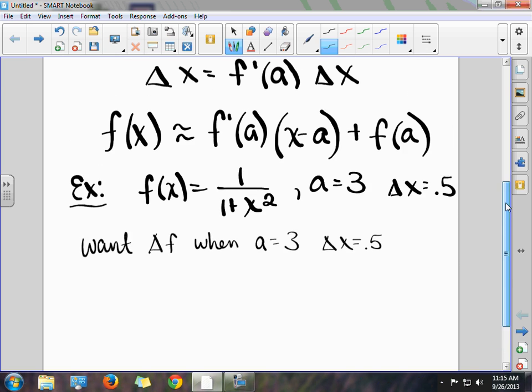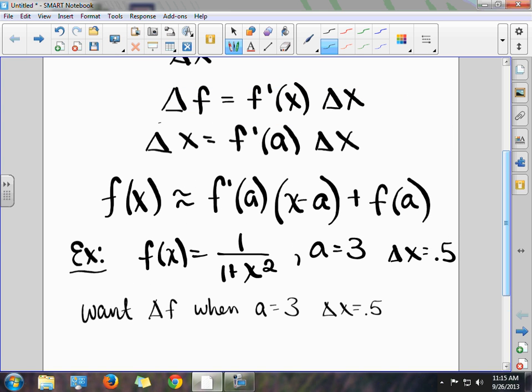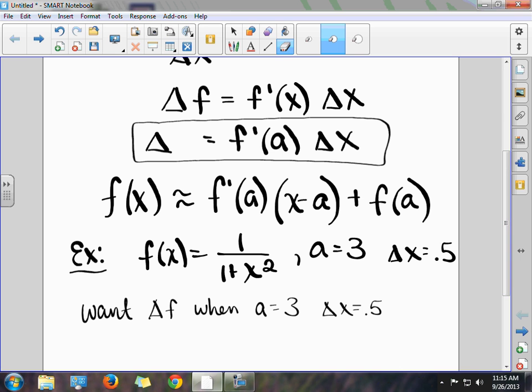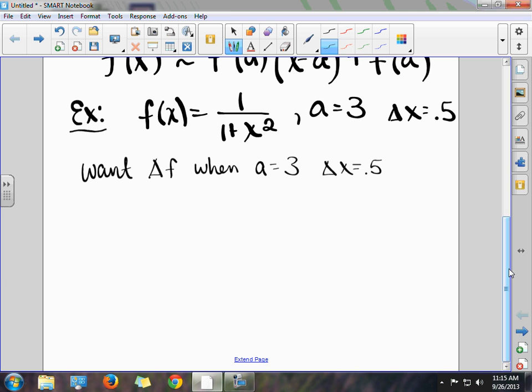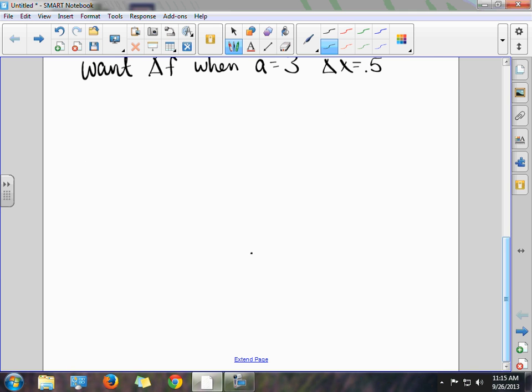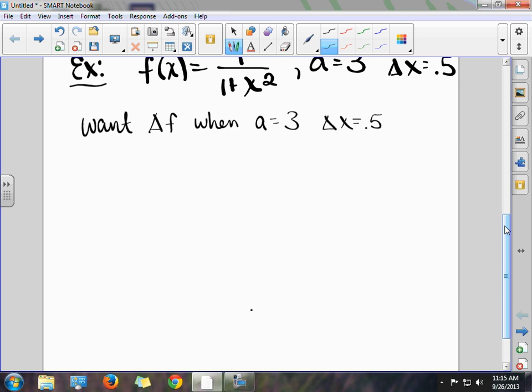So I go up to my formula for delta f. It's just going to be f prime of a times delta x. I'm going to need to find the derivative of f, and then I'm going to need to find it evaluated when a is 3. So my delta f is approximately, and it's important that you use squiggly equal lines because we're just doing an approximation, f prime of 3 times delta x.